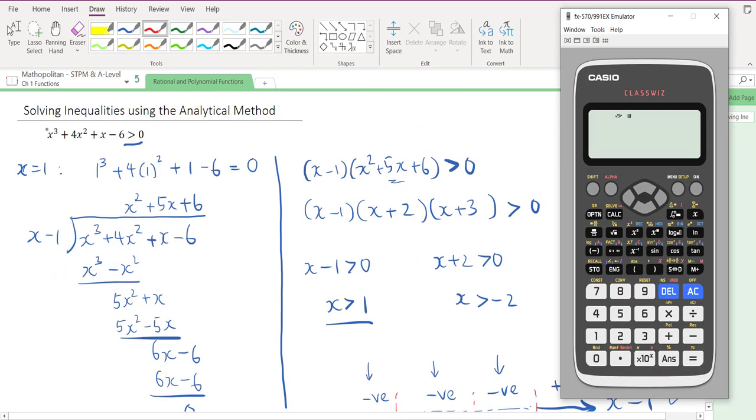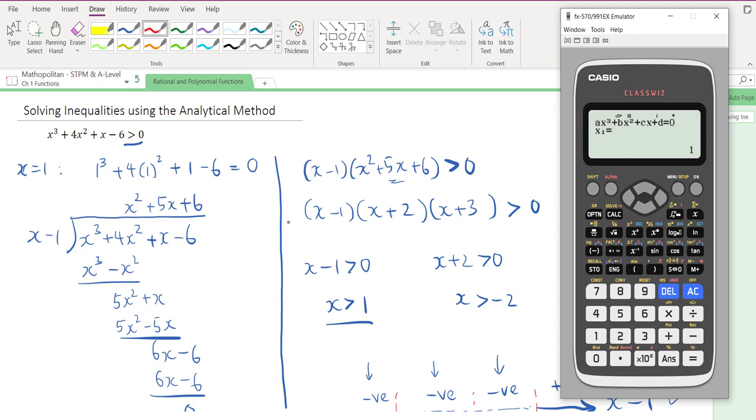If you are using your scientific calculator to find the roots, then you can press menu and then search for equation or function. Press equals, and you're looking for polynomial number 2. Here the polynomial degree is 3 because it's cubic. The coefficient of x to the power 3 is 1, then for x squared it's 4, for x it's 1, and the constant here is -6. Once you're done, press equals.